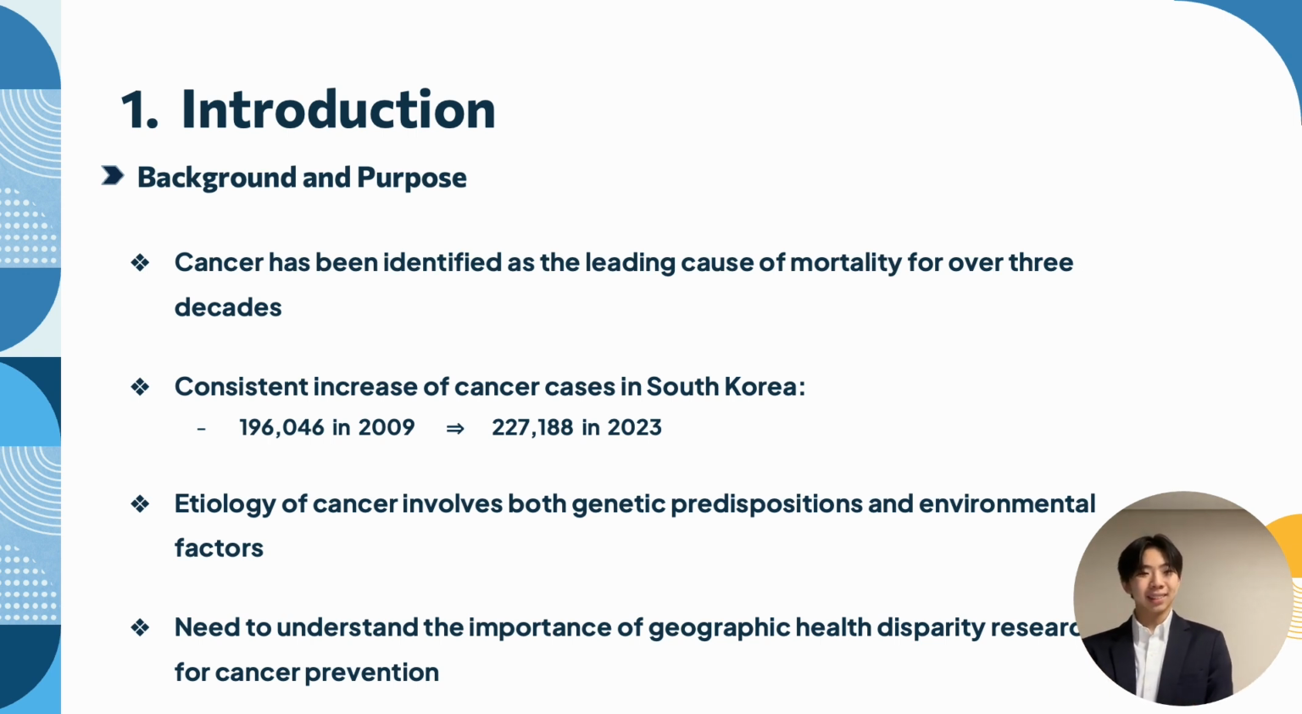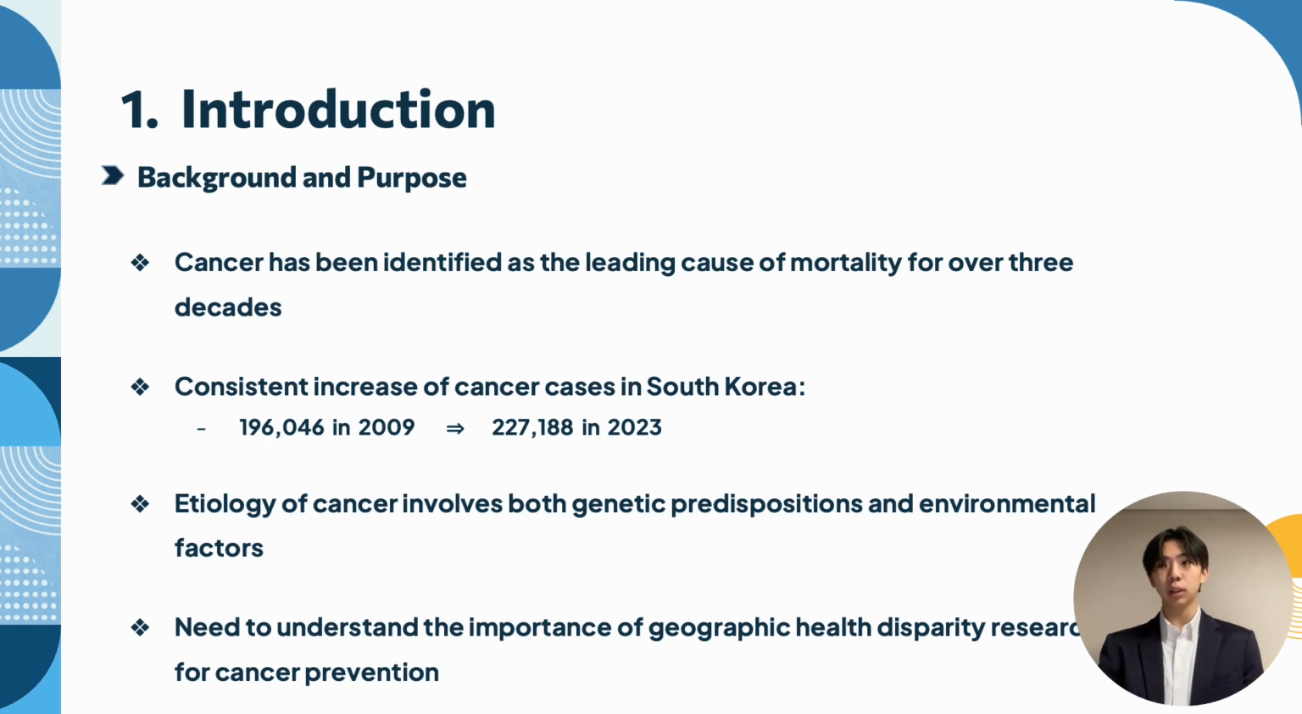Cancer has been identified as the leading cause of mortality for over 3 decades now in South Korea, and the number of cancer cases in Korea has been on a consistent increase. In 2009, the number was 196,000 cases of cancer, while in 2023 that increased to 227,000 cases. The etiology of cancer involves both genetic predispositions and environmental factors, meaning we have to approach this from an interdisciplinary approach. You have to look at multiple factors at the same time. And hence, there is a need to understand the importance of geographic health disparity research for cancer prevention.